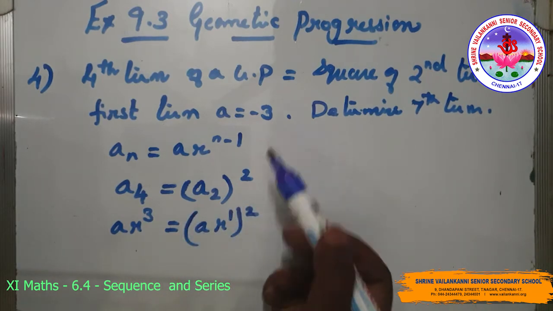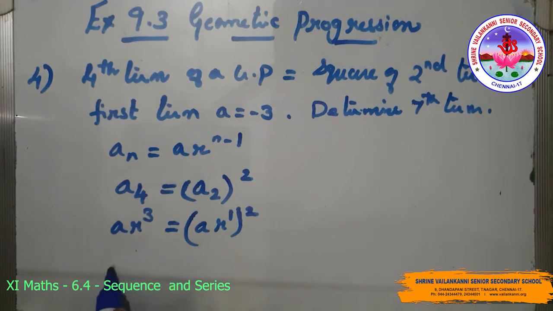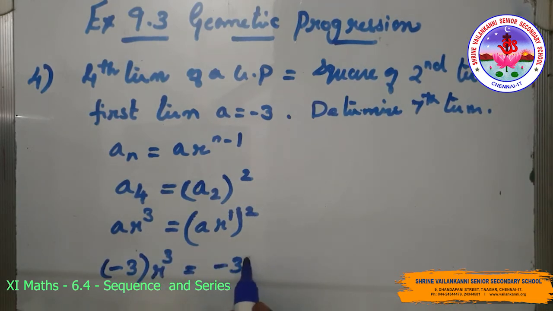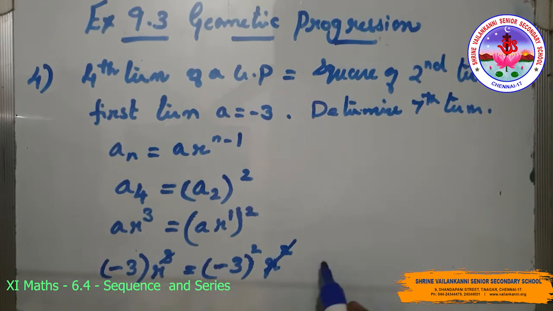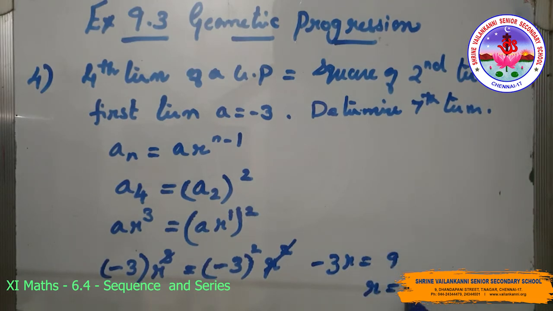a is given, which is minus 3. So r cube equals minus 3 whole square into r square. Cancelling r square, here it is r cube, so r power 1 minus 3r equals 9. So r equals 9 by minus 3, which is minus 3.